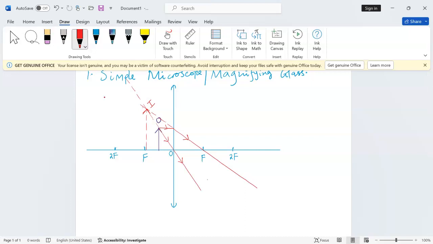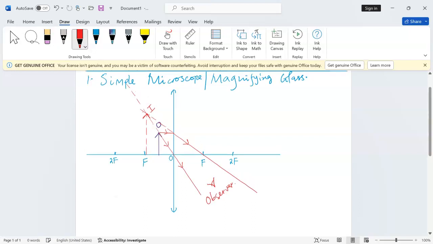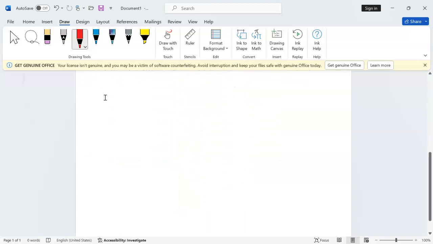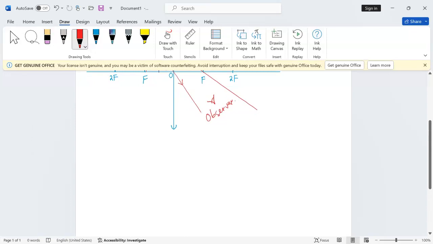Therefore, if an observer is at this end, now he is going to see a magnified image. So that is how the lens can be used as a simple microscope. We also have what we call the compound microscope, number 2. That is what I want us to discuss now.